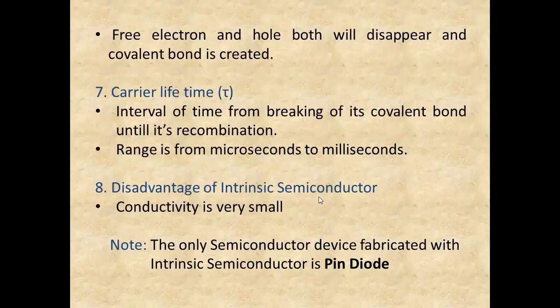Disadvantage for intrinsic semiconductor. What is the disadvantage of intrinsic semiconductor? It has only one drawback, that its conductivity is very small. They cannot raise their conductivity. And one note you should remember, that the only semiconductor device fabricated with intrinsic semiconductor is your PIN diode. Generally asked in examinations, so remember PIN diode. We'll discuss the PIN diode in our semiconductor lecture, so wait till then. For the time being, remember this statement.